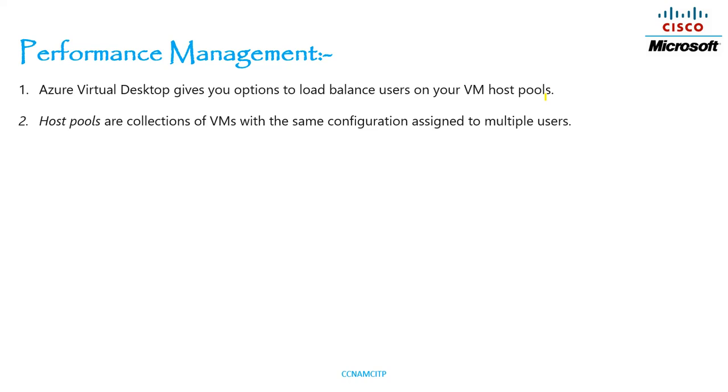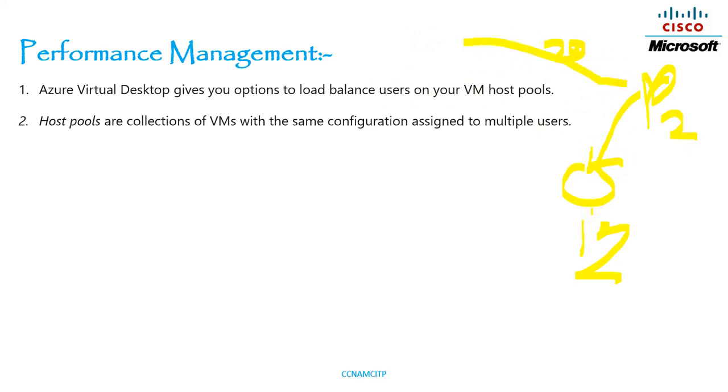Host pools are collections of virtual machines with the same configuration assigned to multiple users. So you can see this is your one pool and you have 15 users inside this, and you have one more pool here, P2, and you have 20 users here. So they have the same configuration. And you can create a load balancer in this pool. 20 requests will be coming this side and 15 requests will be coming this side at a time, kind of thing. I'm just giving you a basic example. Now let's see.